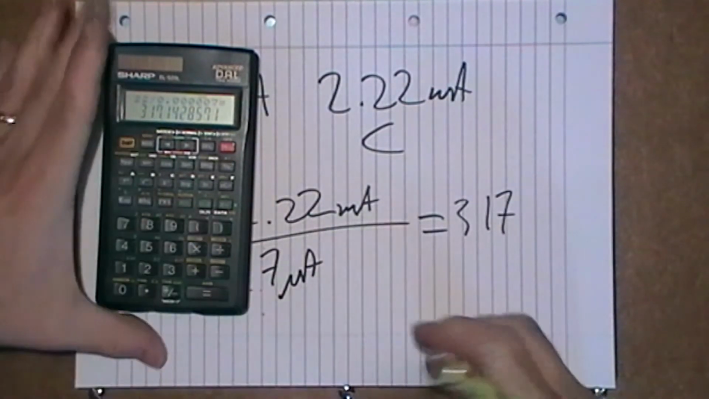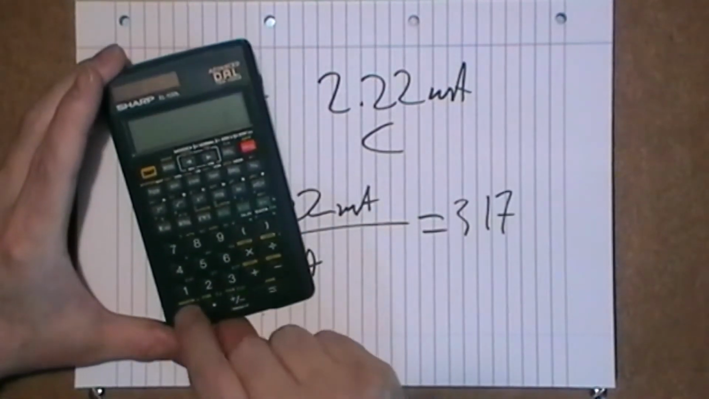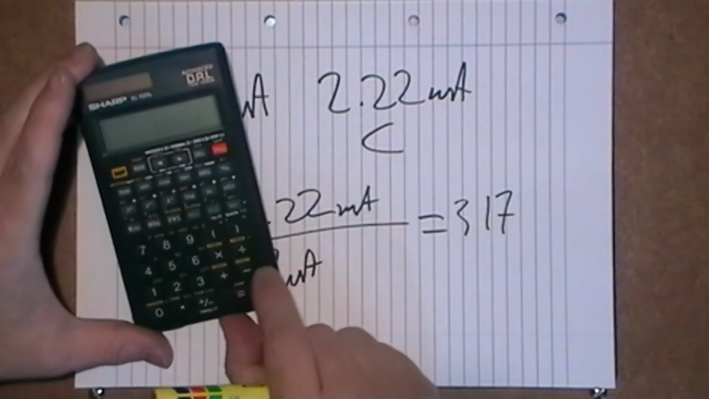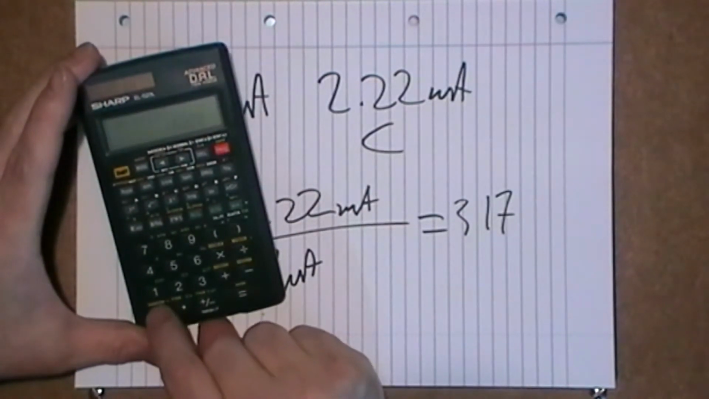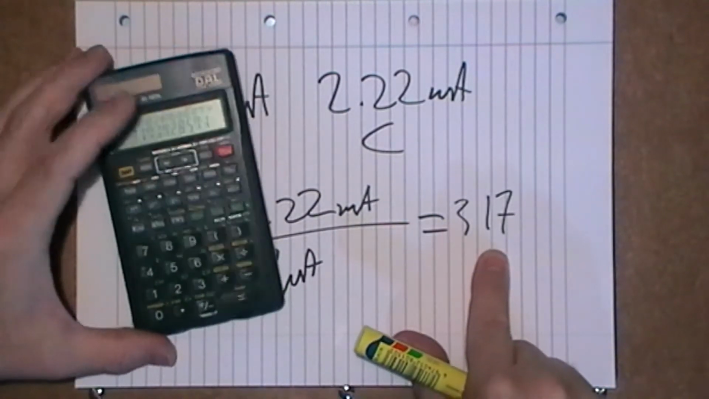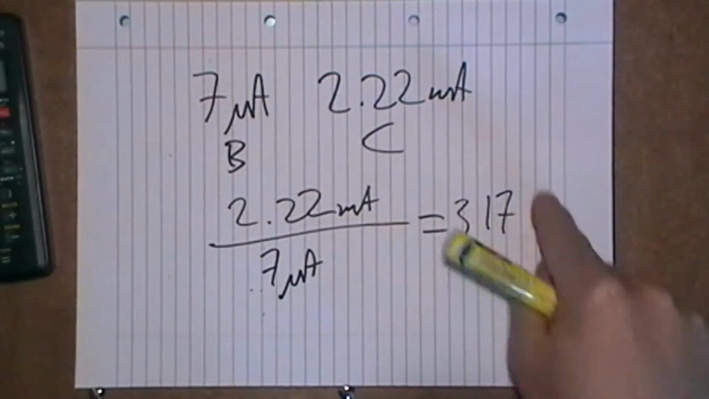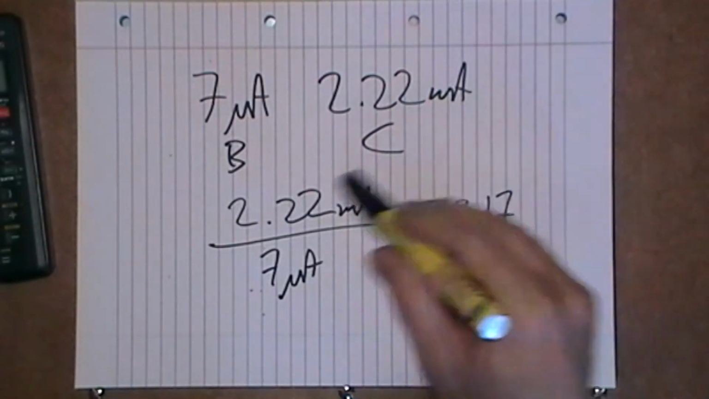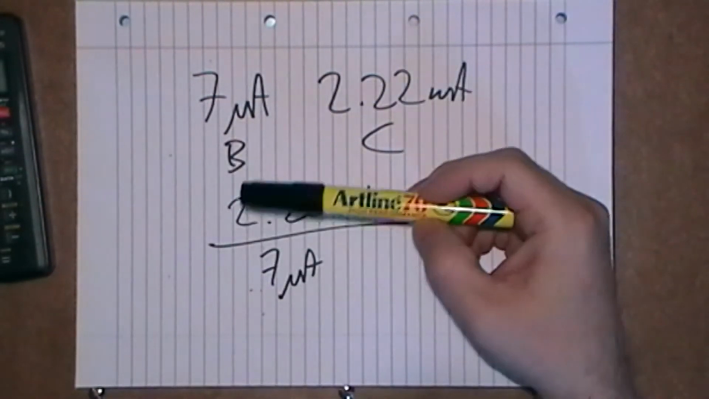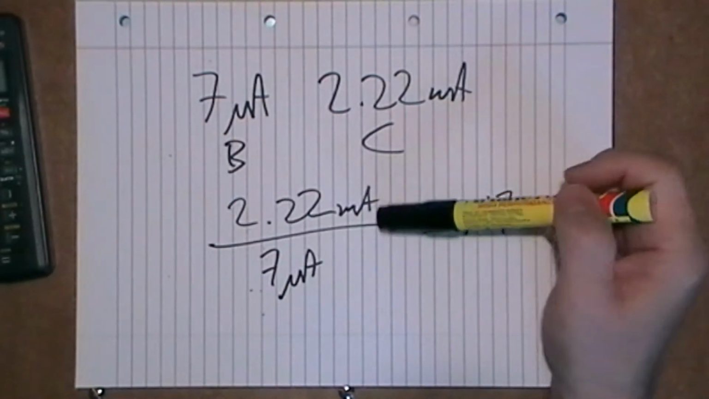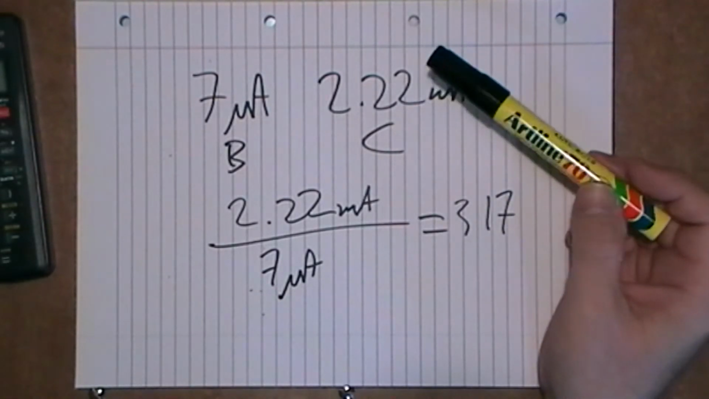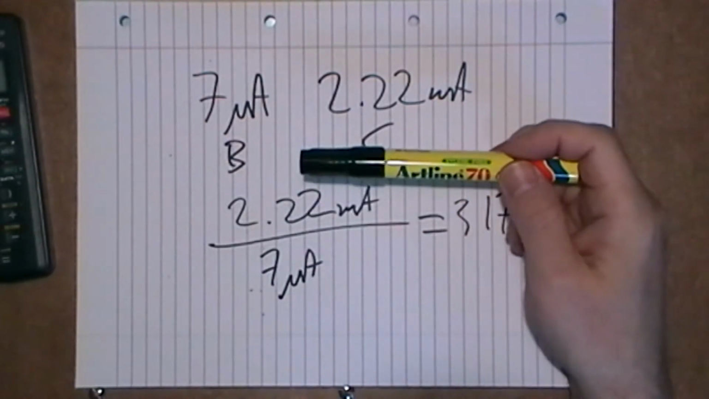317, is that right? Let me just do that again, make sure. I've got 2.22 milliamps divided by the 7 microamps, 317. Yeah, so the gain is saying that it's 317. Is that the beta? Again, I'm seeing these equations. They're giving me data and information, but I'm not really understanding how that relates to the circuit that I've got.